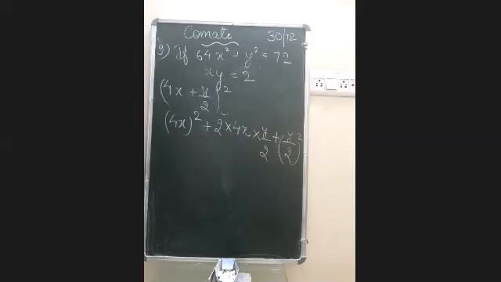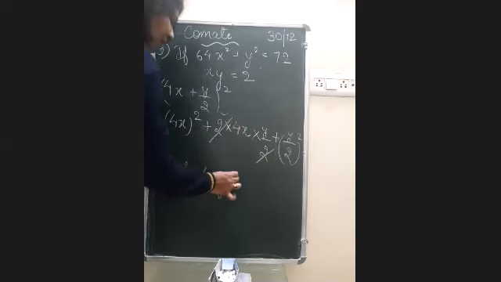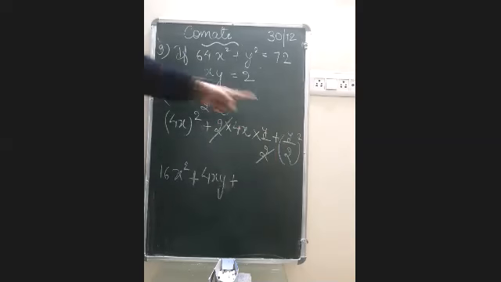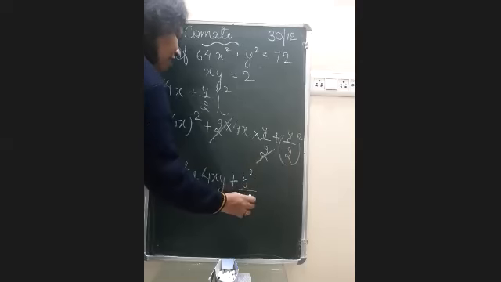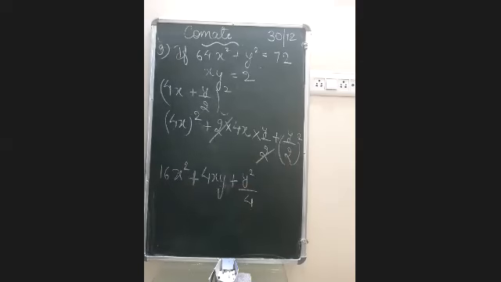Okay, now if you see this question properly, it will give you 4 4s are 16. 4 square means it will be 16, and this is x square. Okay, now moving on to the next thing, plus this 2 and this 2 will get cancelled, and we will have 4xy here. Then plus, now coming to the last step, y square upon 2 square will give us 4. Now this is the value which is coming as (4x plus y upon 2) whole square.